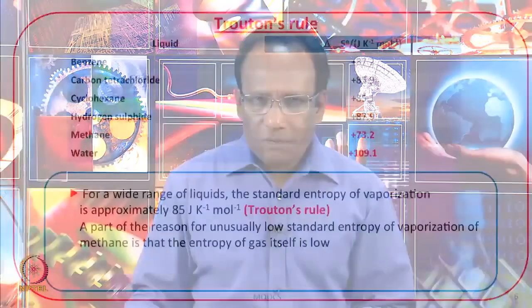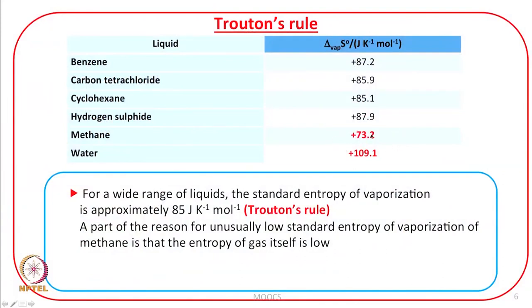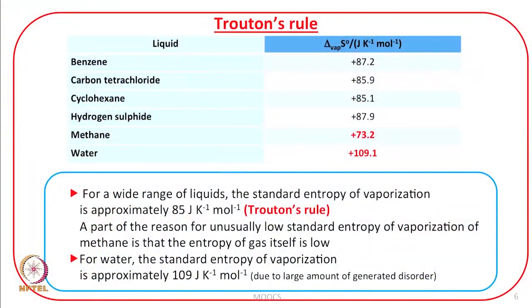Another deviation here is methane. The methane value is 73.2, and the value for methane is low. A part of the reason is that the low standard entropy of vaporization is assigned to the low value of the entropy of the gas itself. That is, the gas itself has a small amount of entropy, it is low entropy, and this is connected with moment of inertia. These you will study later on. We have already discussed that for water, the value is high because of a large amount of disorder generated as a result of breakage of the extensive hydrogen bonded network.